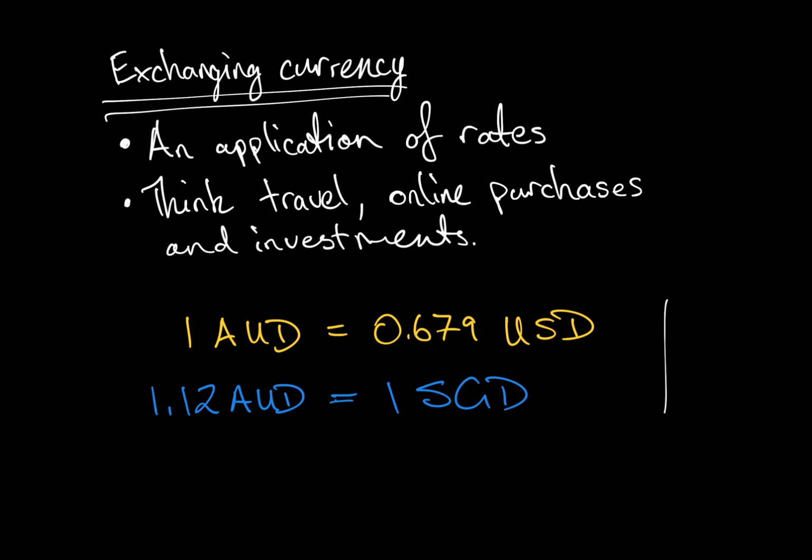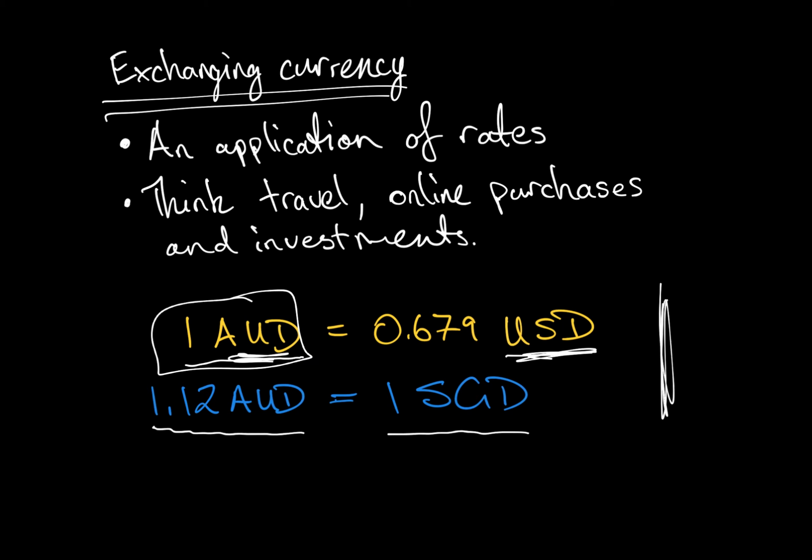You might often see these kinds of statements when you're looking at online purchases or sites where you can purchase foreign currency. You might see something that says $1 Australian dollar or AUD is equal to 0.679 USD, or United States dollars. Similarly, you might see a statement in a reverse kind of representation, where we have 1.12 Australian dollars equal to 1 Singapore dollar. So sometimes it's your currency that's written as the unit. Here we've got 1 Australian dollar.